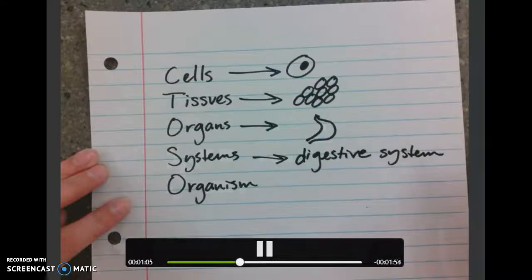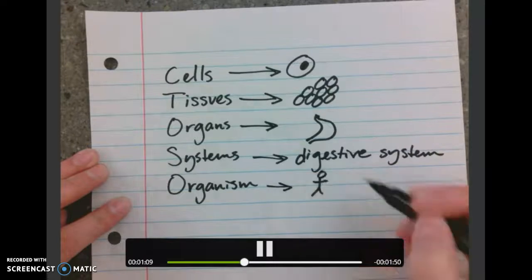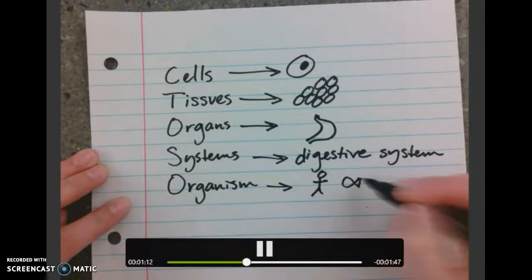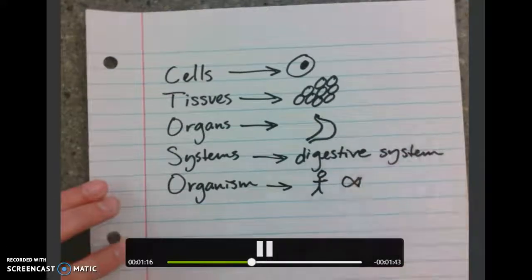And then organism is the largest level of organization. That would be like the whole person, or a fish, or a squid, or a dog, or something like that. And so an organism has many organ systems all working together. For example, we have our digestive system, our circulatory system, our nervous system. All of those systems working together to make you, and you are an organism, okay? So those are our levels of organization. You need to understand those levels.